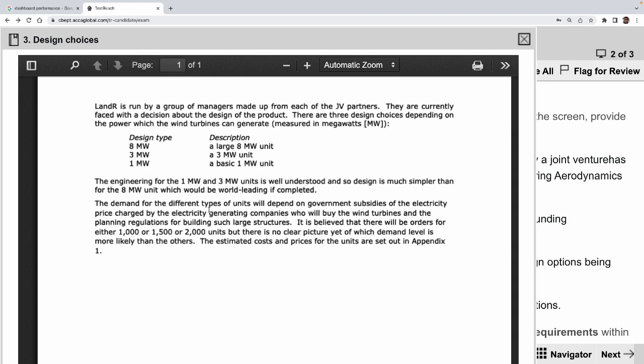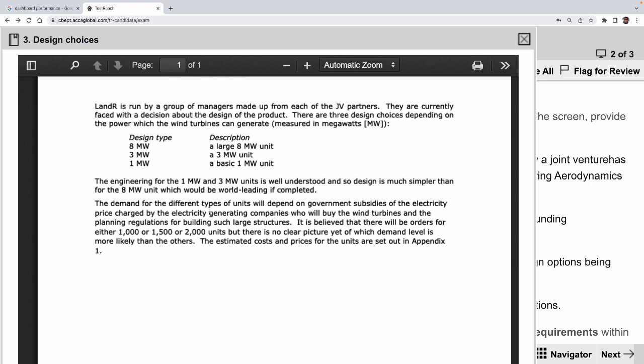There are 3 design choices depending on the power which the wind turbine can generate: 8 megawatt, 3 megawatt, and 1 megawatt, a basic 1 megawatt. The engineering for 1 megawatt and 3 megawatt is well understood, so the design is simpler than the 8 megawatt, which would be world leading if completed. So 1 and 3 are not so risky. 8 is risky. Why? 1 and 3 less risk, correct?